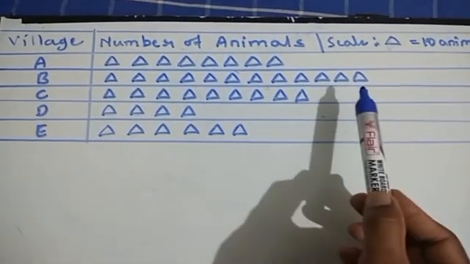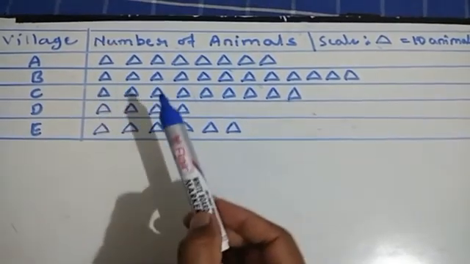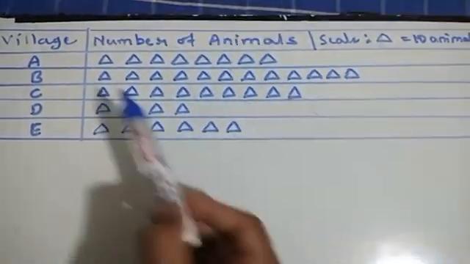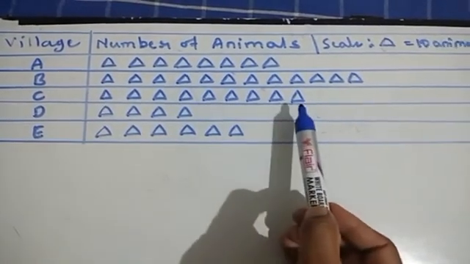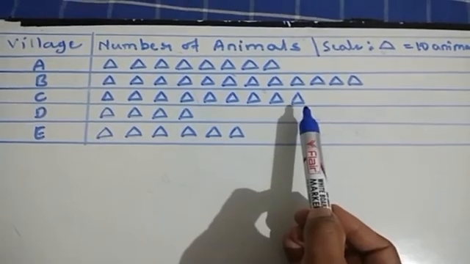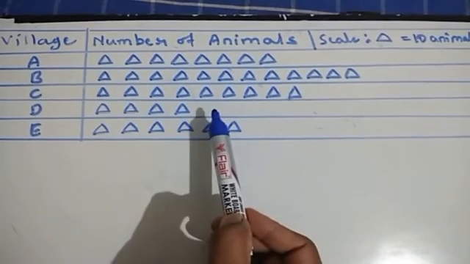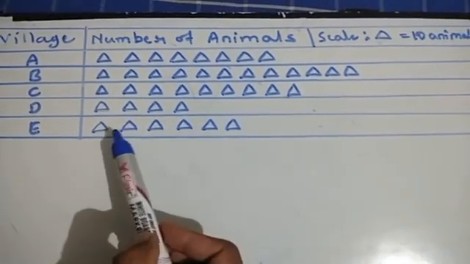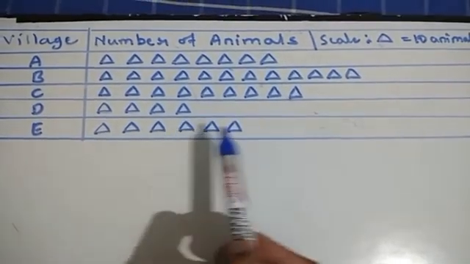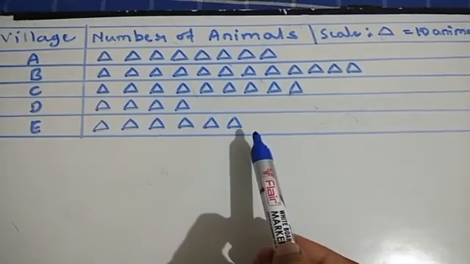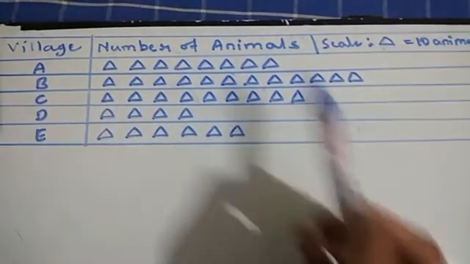Then in village C, we have 90 animals. Divide 90 by 10, we get 9. So draw 9 triangles here. 1, 2, 3, 4, 5, 6, 7, 8, 9. And 9 tens are 90 animals. In the same way, in village D, 40 animals. For 40, 4 triangles. 4 tens are 40. Now, in village E, we have 60 animals in the above list. Therefore, 1, 2, 3, 4, 5, 6. Total 6 triangles means 6 tens are 60 animals. So we have written this whole information with the help of pictures.